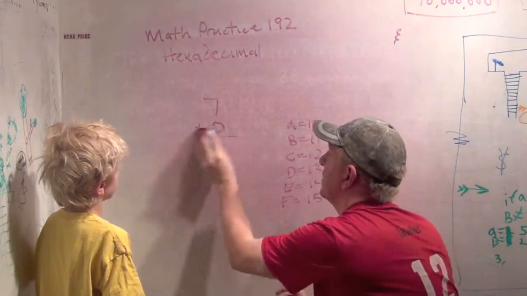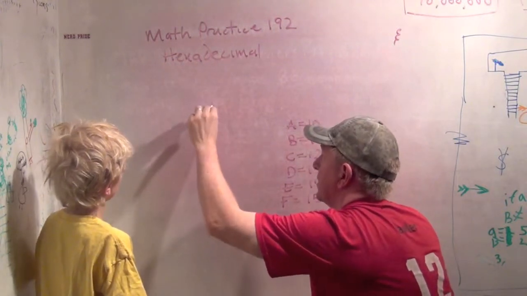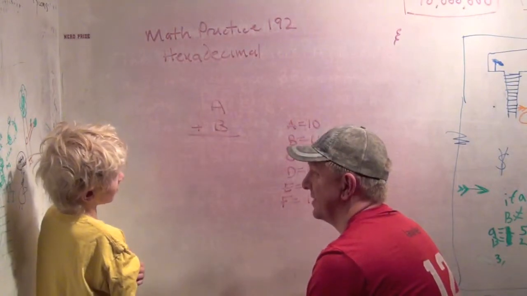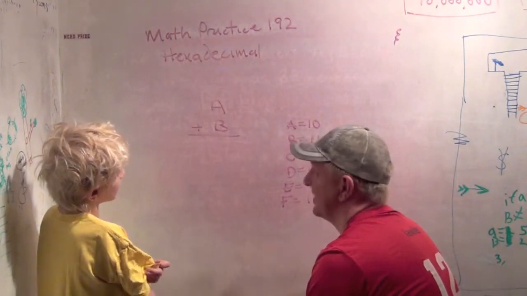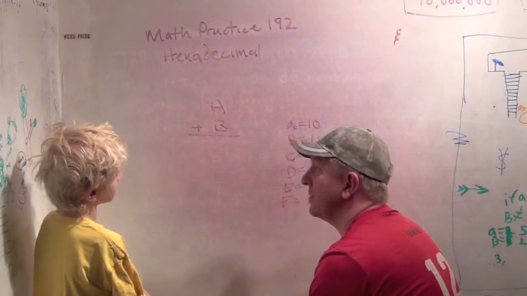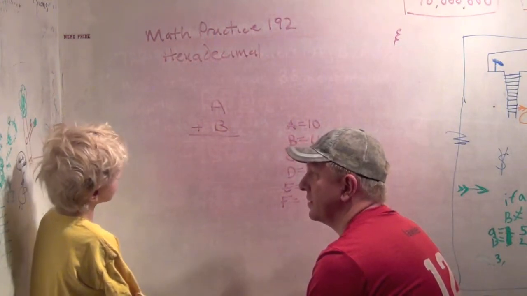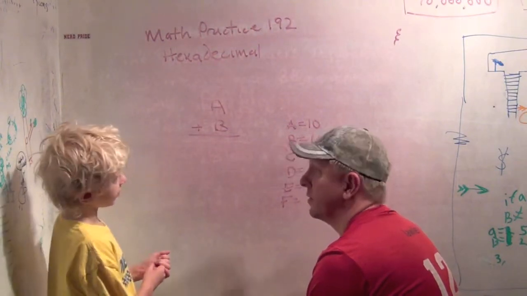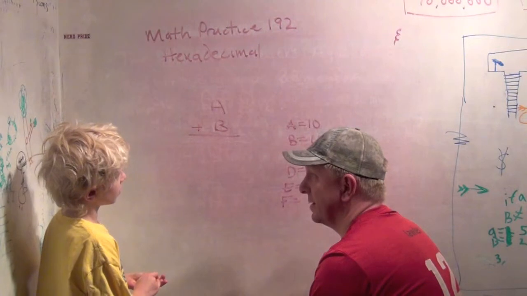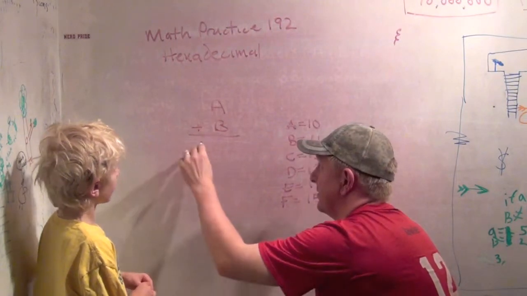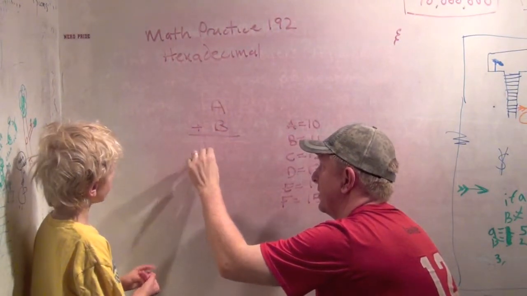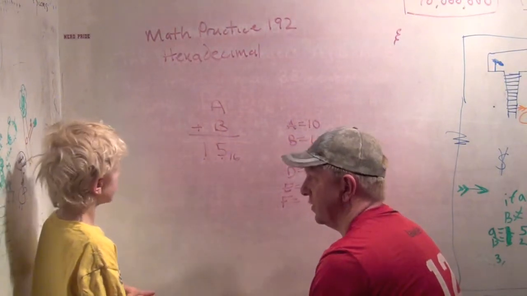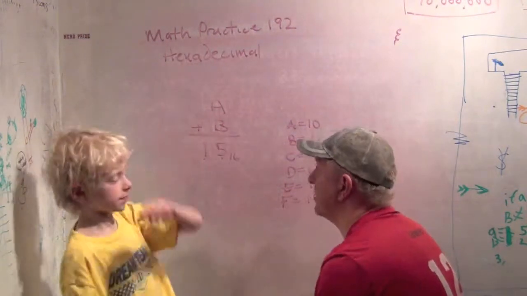Okay, so let's do real quick another one. Let's do A plus B. What do you think A plus B should equal? Well, it should equal 21. How do I make it 21? Well, it's just like 20, but you add 1 onto it. So what's it going to be? It's going to be 1, 5 in base 16. 1 16 plus 5 is 21. All right, there you go.